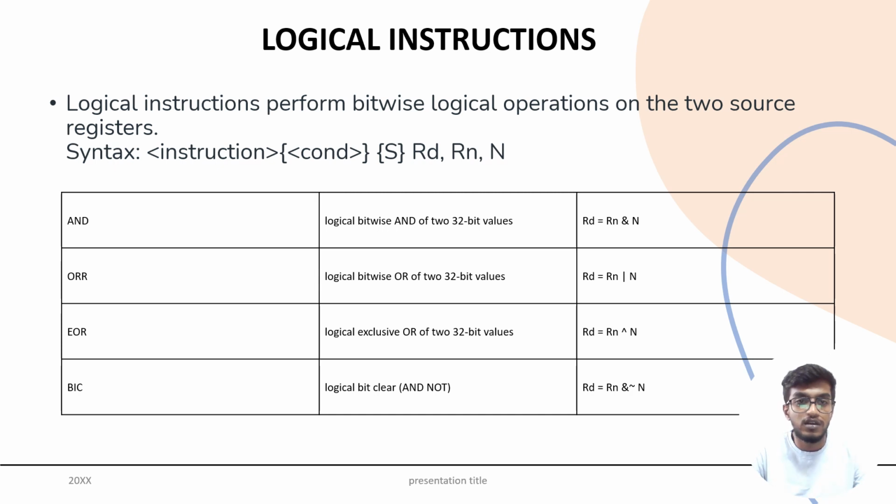Logical instructions. Logical instructions perform bitwise logical operations on the two source registers, followed by the syntax. AND: logical bitwise AND of two 32-bit values. ORR: logical bitwise OR of two 32-bit values. EOR: logical exclusive OR of two 32-bit values. BIC: logical bit clear.